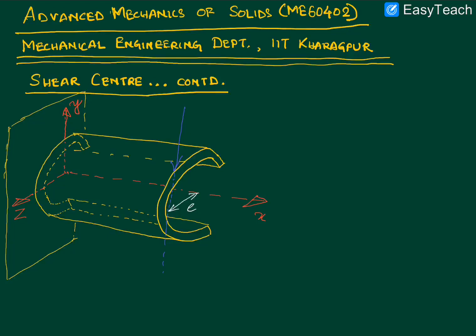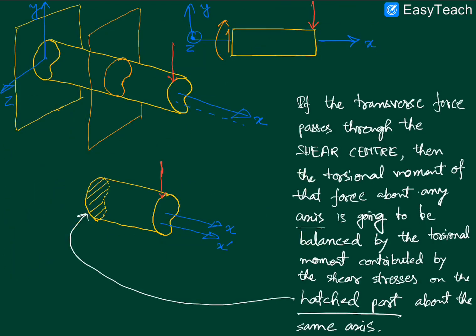Okay. Now, what we are going to do will be exactly like the case of the general cross section that we considered earlier. So let's take a quick look at what we did earlier.